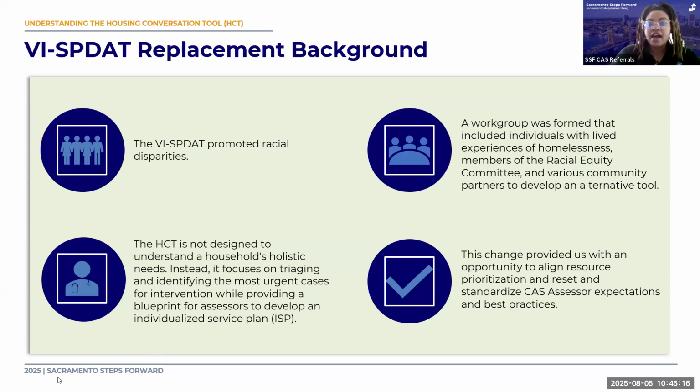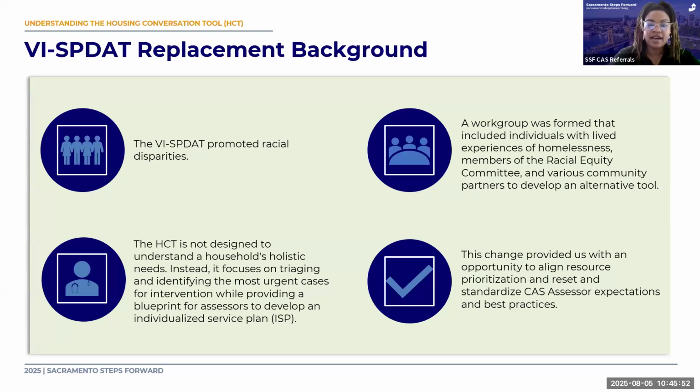In addition, a work group was formed. When we were thinking about the VI SPDAT, we decided we had to redo this. We created a work group that consisted of folks who have previously experienced homelessness, are experiencing homelessness, folks of the equity community, and various partners. We had service providers who work in the community, and SSF as the lead agency was there. Just a lot of different folks who work in the system and with these populations, so that they had input on creating this new tool.